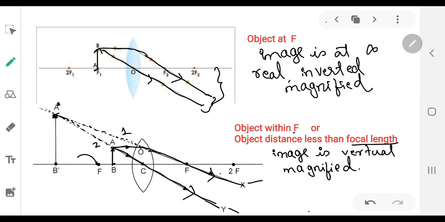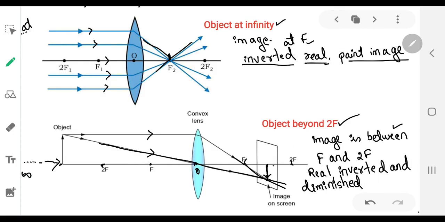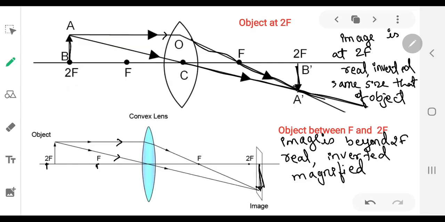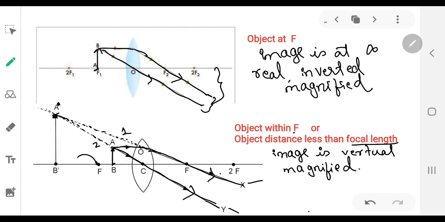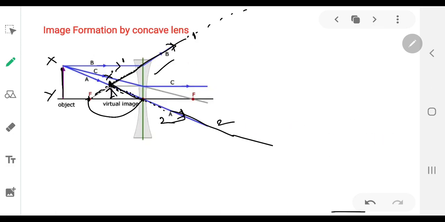But it is not the same in case of convex lens. Sometimes the image is diminished, sometimes it is of the same size, sometimes it is magnified. When the object is at f and the image is at infinity, the image size is very much enlarged, and it is magnified when the object is placed within the focal length. But in case of the concave lens, the image is virtual and always diminished for any object distance.